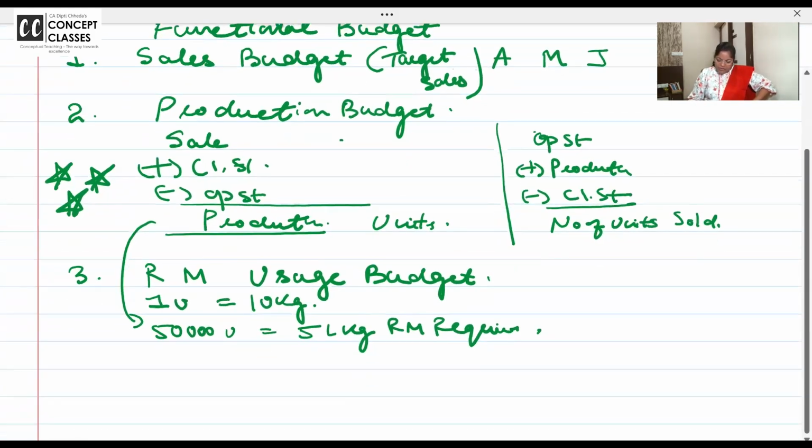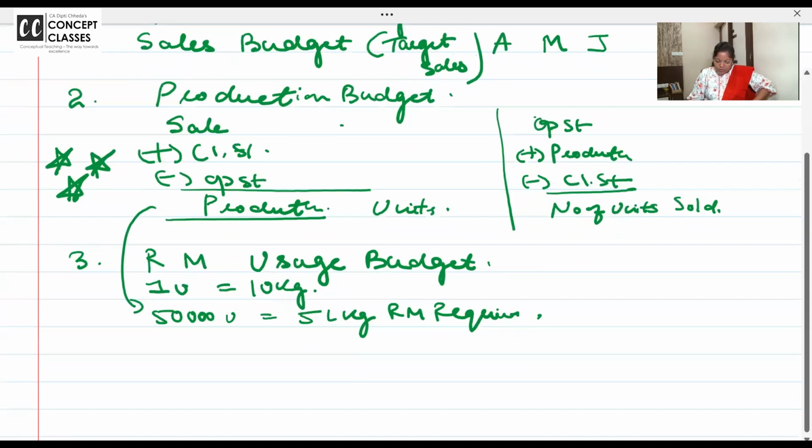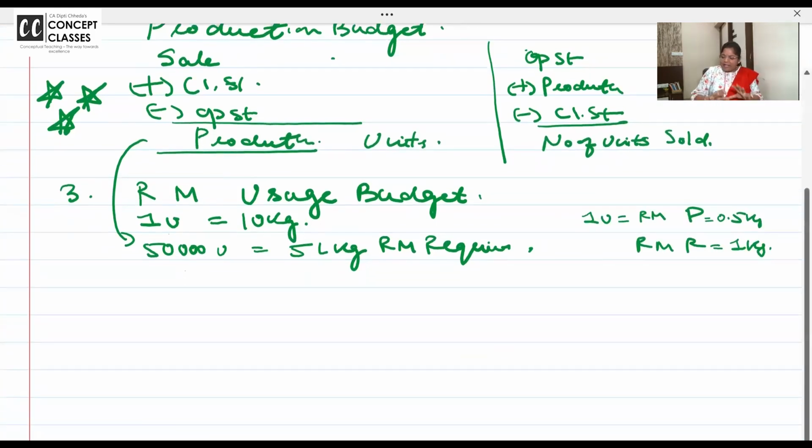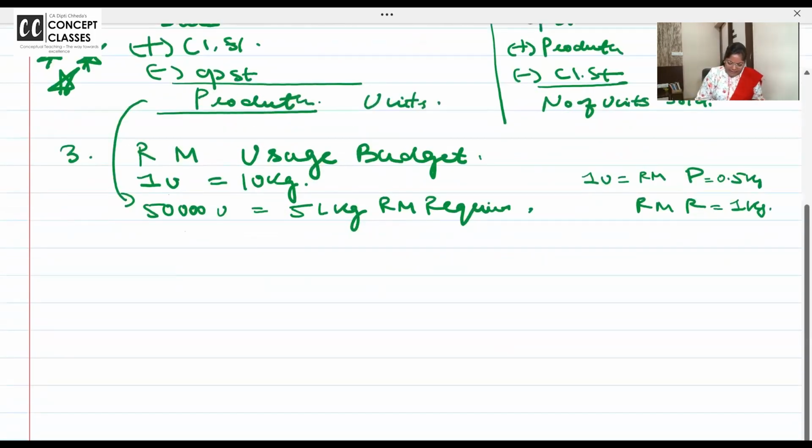Okay, for this much production, how much raw material is used? 1 unit requires say 10 kgs, 50,000. Digest and go. 1 unit can require raw material P 0.5 kg, raw material R 1 kg. Is it okay? To make one unit, 2 types of raw material may be required. I'm giving you an overview of all the kinds of papers that can come.